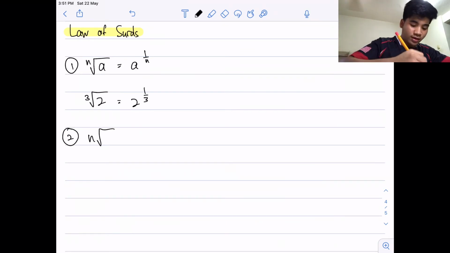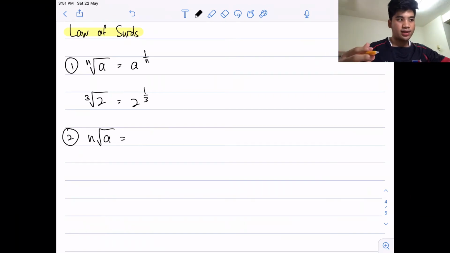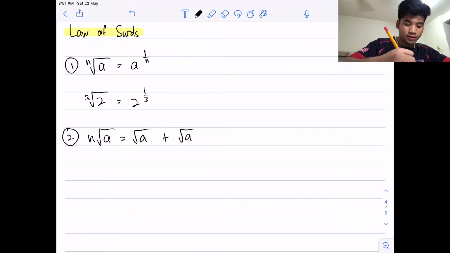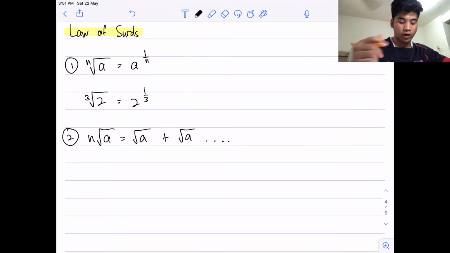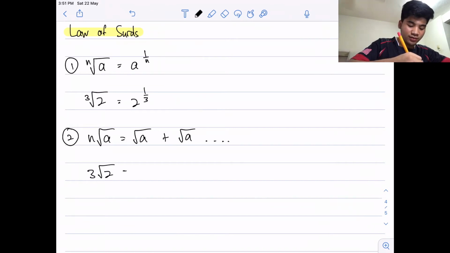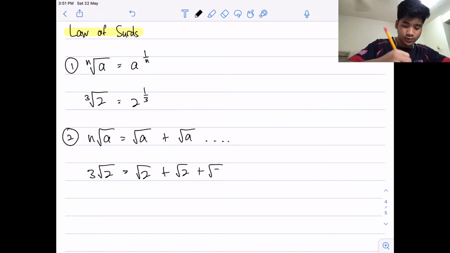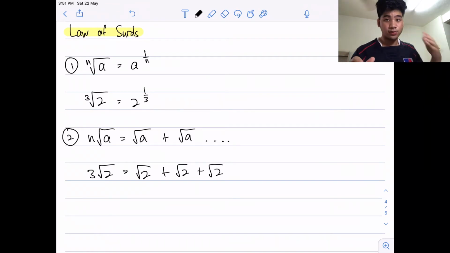So if n root a, basically let's say n is a coefficient, right? So I could rewrite this as basically root a plus root a and so on, just adding by itself. Okay, let's give an example. Let's say you're given 3 root 2. I could write this again as root 2 plus root 2 plus root 2, as if root 2 itself was an unknown, alright? And I only add it 3 times because it's 3 root 2, so it's the same thing as 3 times root 2.